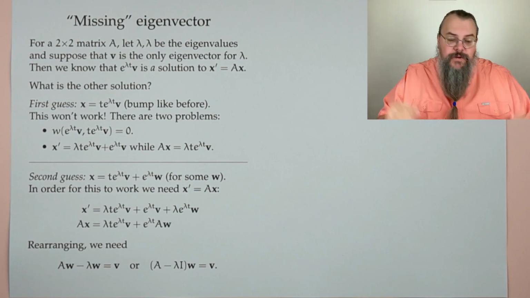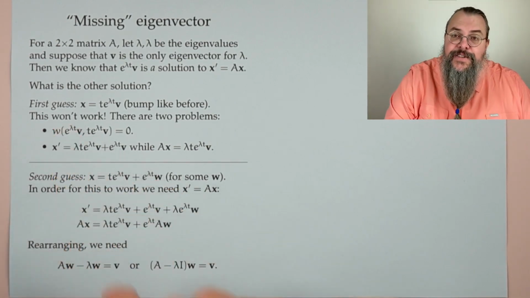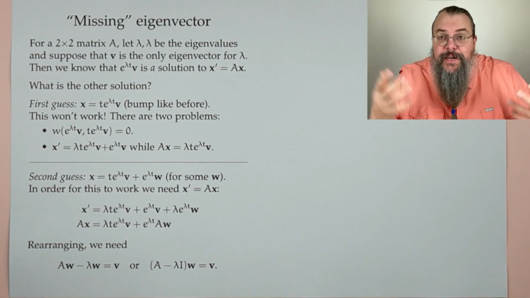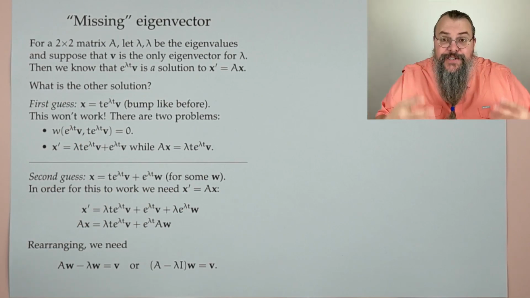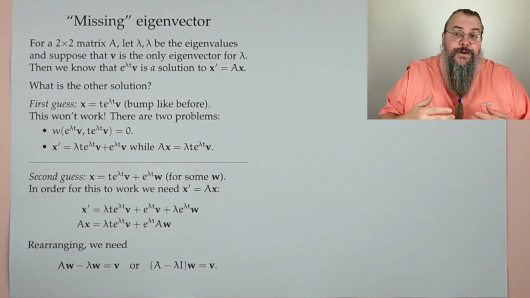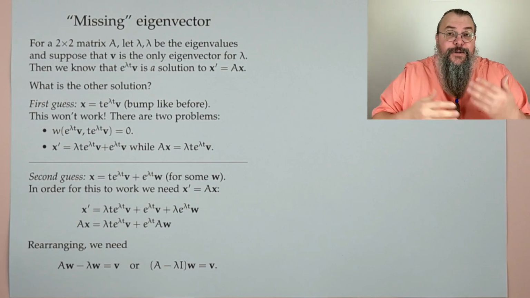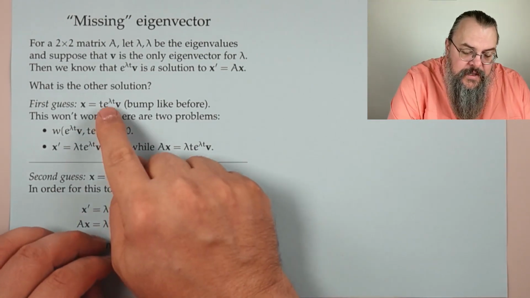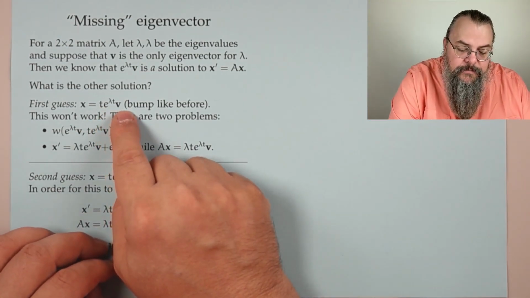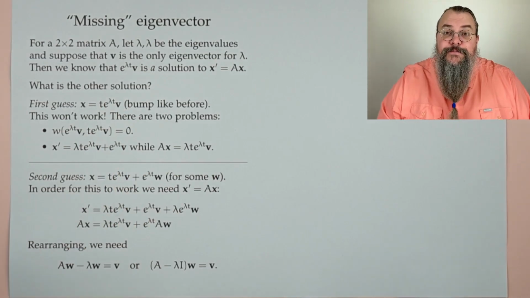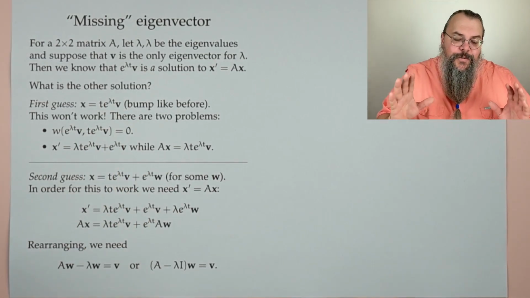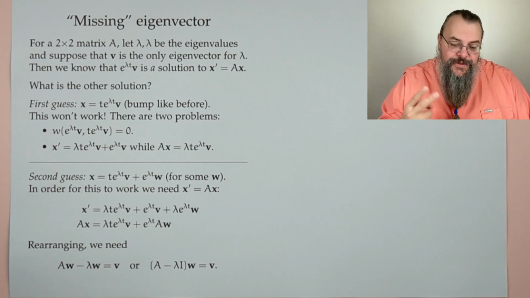Okay, cool. So first guess. Because if you're trying something, you should always say, look, let me try what worked before. Surprisingly often, what worked before will either work again or it'll get you closer to something which will work. So we say, okay, t e to the lambda t v. Cool. Now, some bad news. Doesn't work. Why? Well, there's 2 issues.